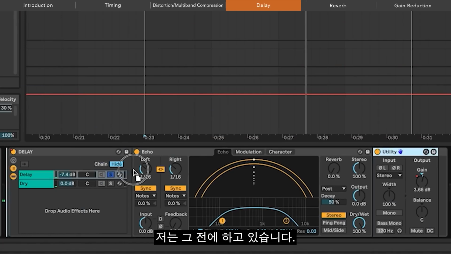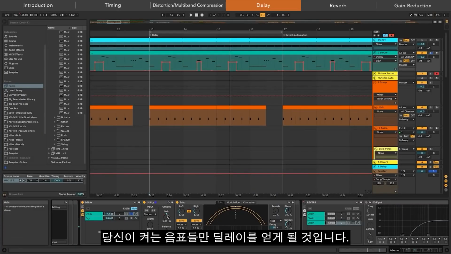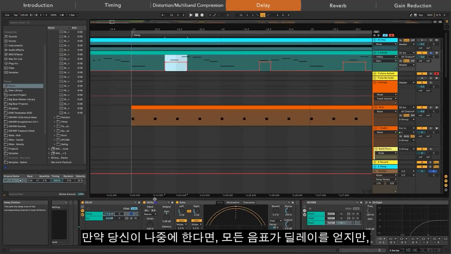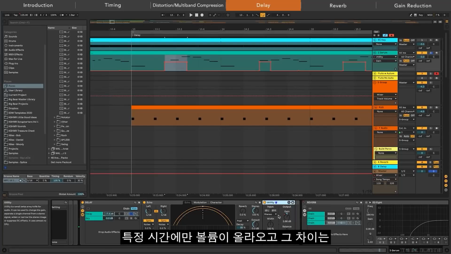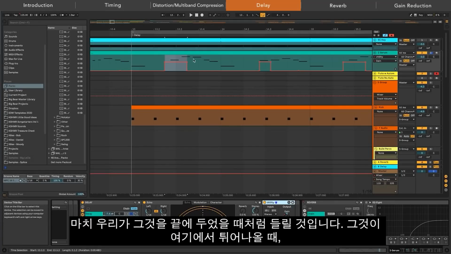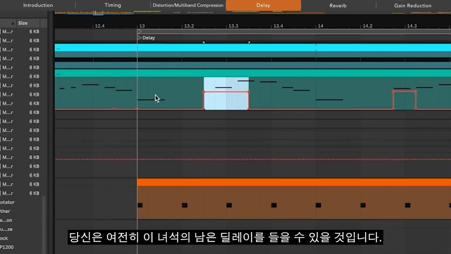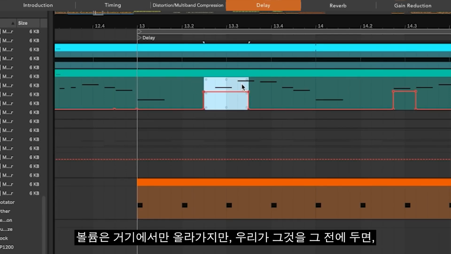I'm doing it before. The difference is, if you do it before, only the notes that you turn it on for are going to get delay. If you do it afterwards, all the notes get delay, but they only pop up in volume at certain times. And the difference would sound like if we had just put it at the end. When it pops on here, you're still going to hear the leftover delay of this guy. The delay was still happening. Its volume only goes up there.